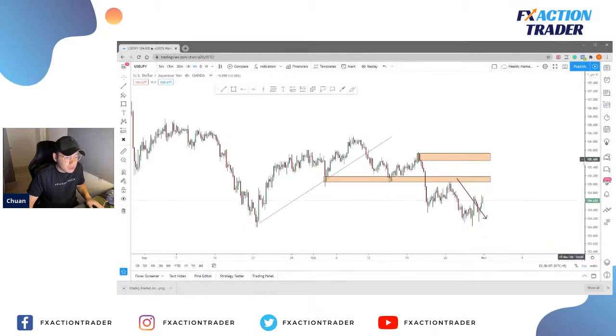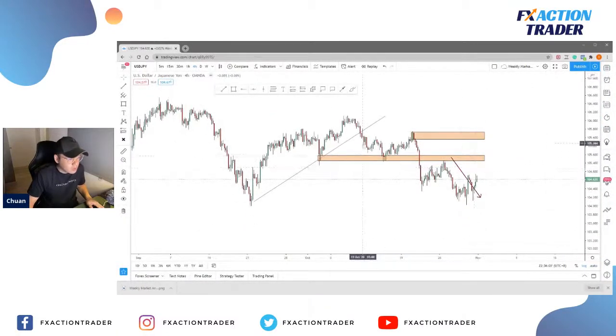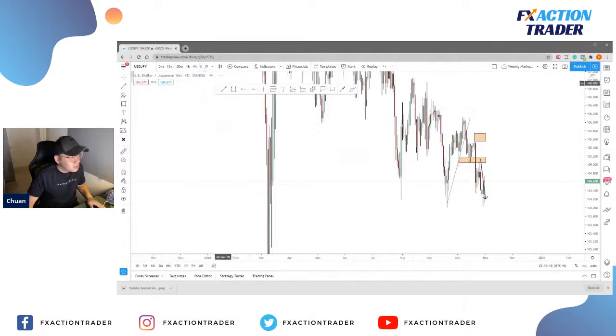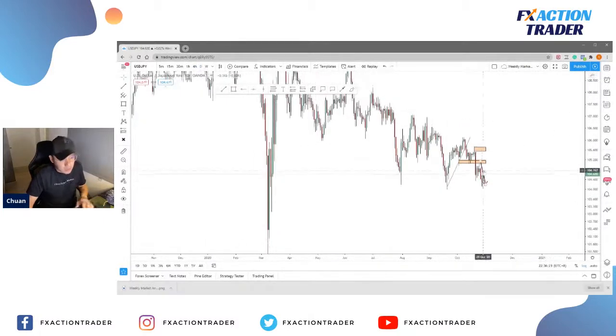So on dollar yen, last week we saw a very clean breakout and retest back to the SNR level, and I was expecting a drop for this dollar yen pair. But this week, let's see what do we have here.